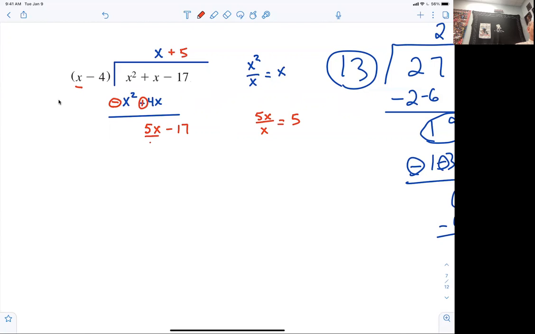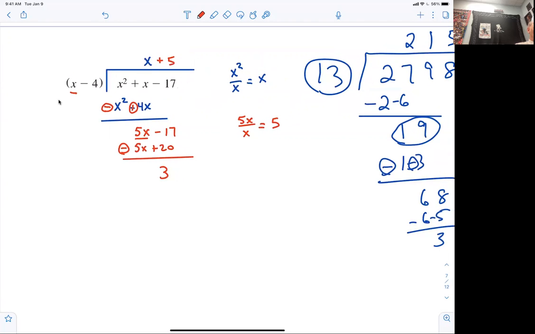Now you multiply 5x minus 20, and then we do what to the signs? Change the signs. And so you're left with what? 3. So your answer is x plus 5 plus 3 over x minus 4. Again, it's the same as what you used to do with long division. All right, nothing is different.